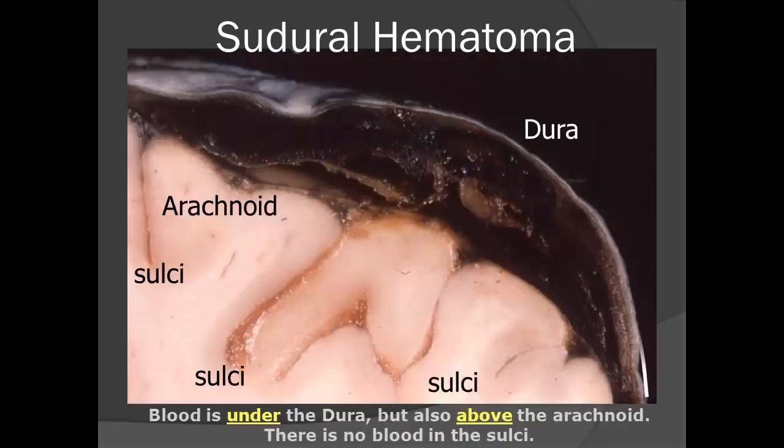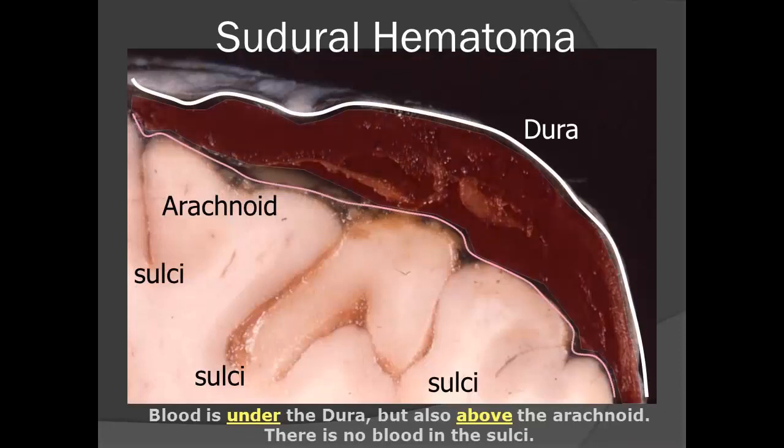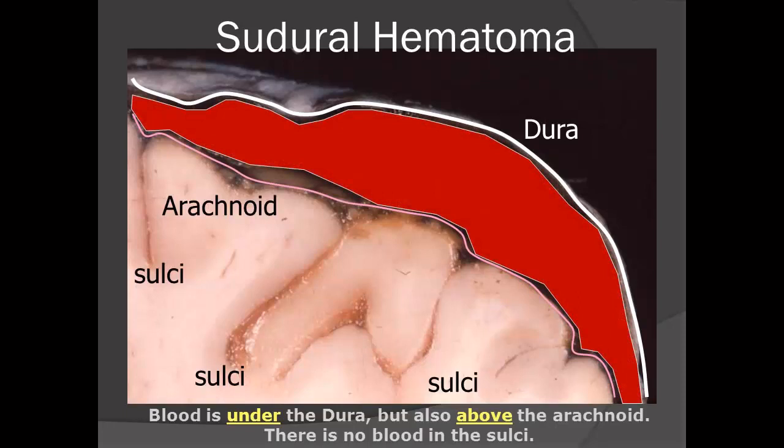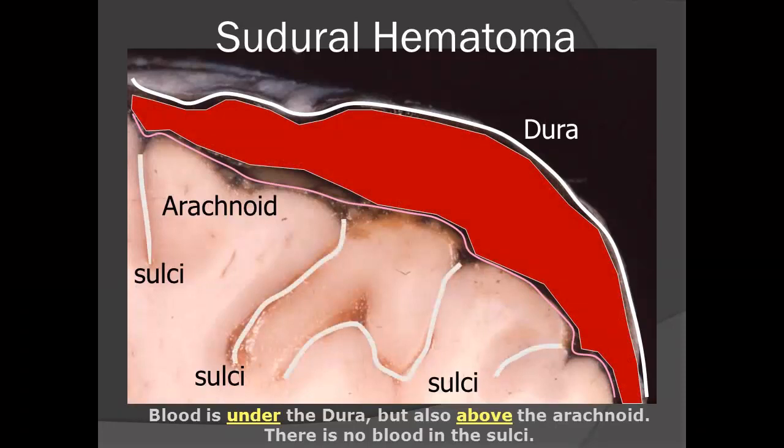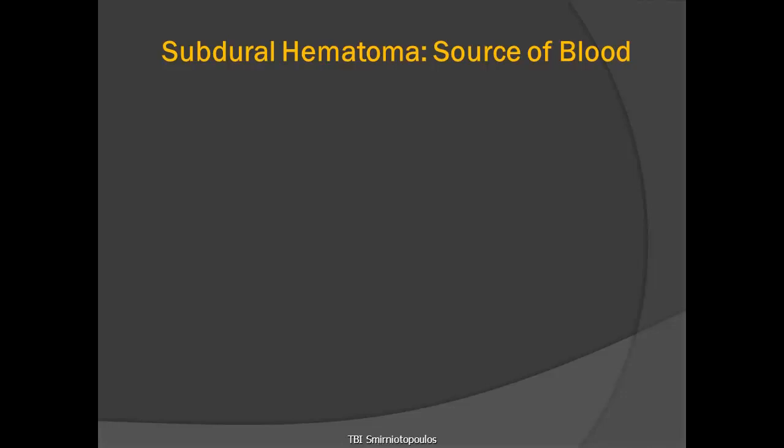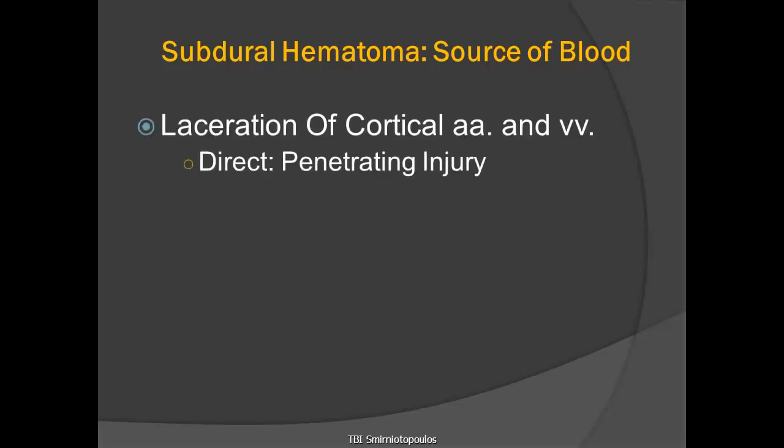In this coronal section, we can see the white membrane of the dura, we can see the arachnoid membrane, and we can see the subdural hematoma between these 2 layers. Notice that the sulci do not contain any blood. The blood is prevented from entering the sulci by the arachnoid membrane. So what is the source of bleeding into the subdural space?